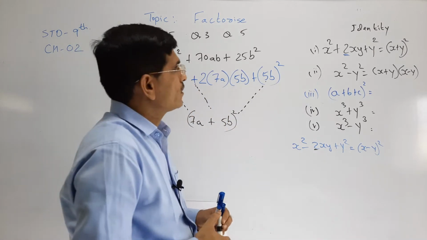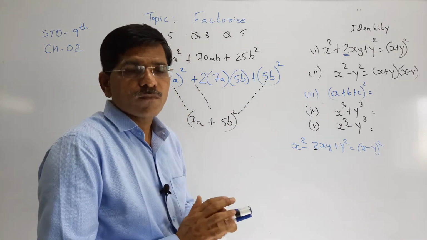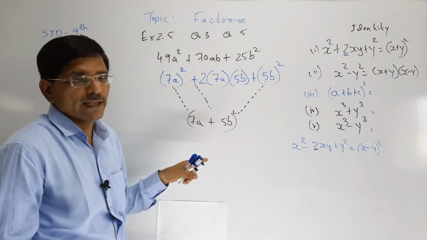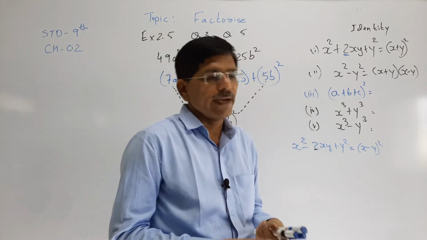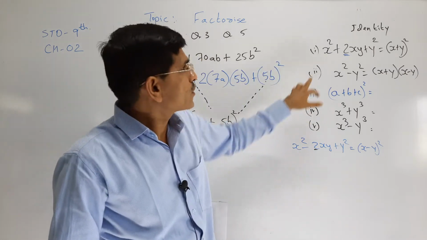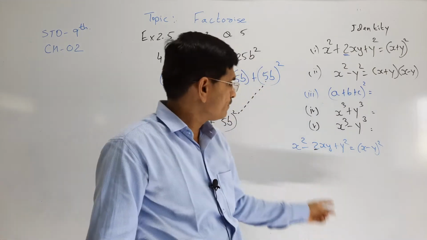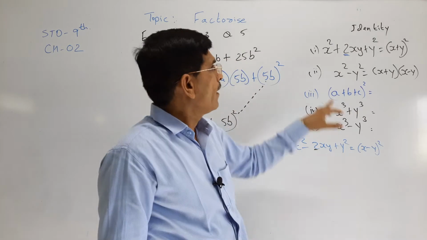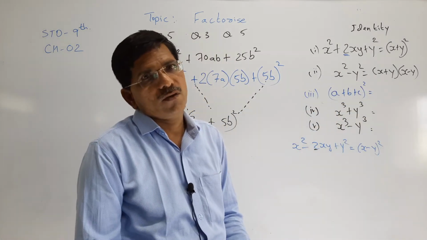So, these are all the first and second identities. I have completed 5 sums. In question number 3, there are 3 sums and 2 examples. So, 5 things I am explaining here, related to the first and second identities. x square plus 2xy plus y square is equal to (x plus y) whole square. x square minus 2xy plus y square is (x minus y) whole square. x square minus y square is (x plus y)(x minus y).